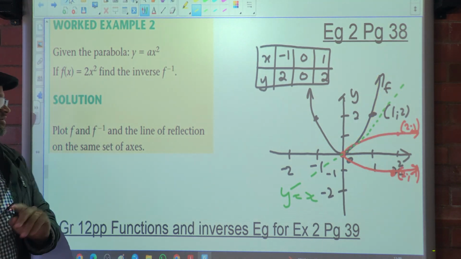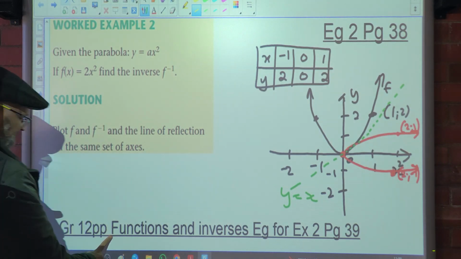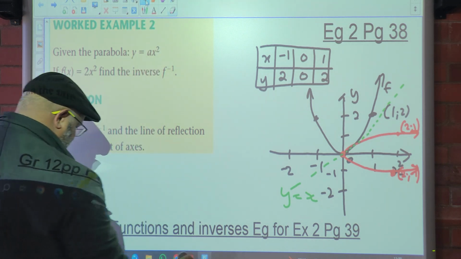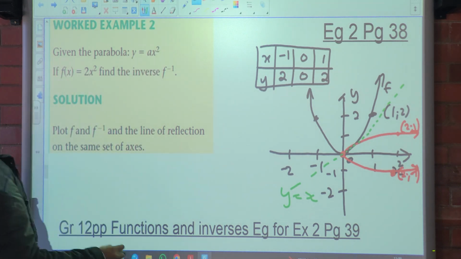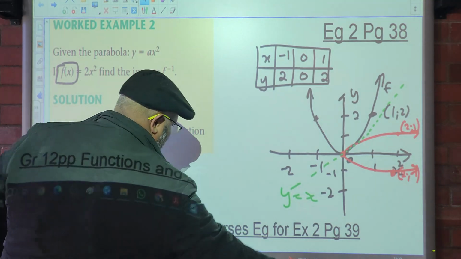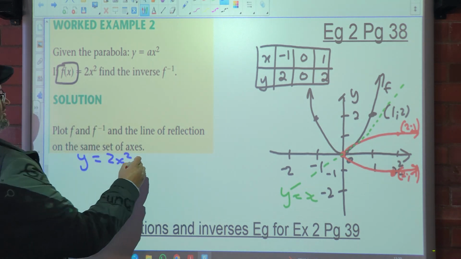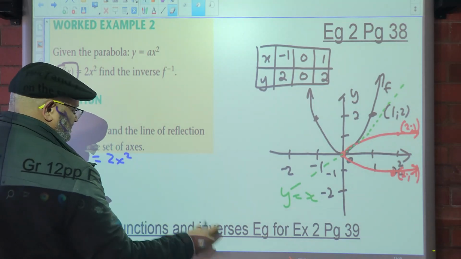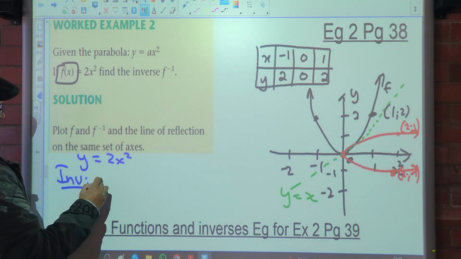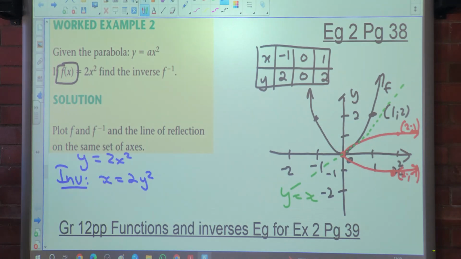But that wasn't the question. The question was, find the inverse function. So how do I do that? How do we work out the inverse function, people? We firstly replace f of x with y. So in other words, y is equal to 2x squared. So what do I do for the inverse function? Swap x and y. So it's going to be x is equal to 2y squared. What's the next step?